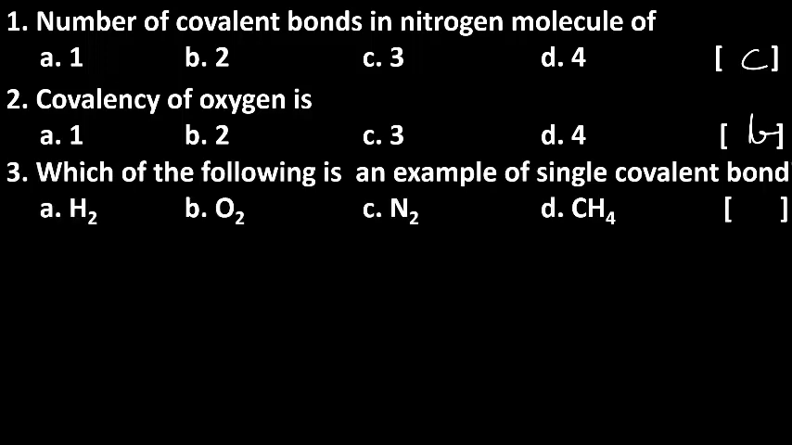Next question is, which of the following is an example of a single bond? Hydrogen, oxygen, nitrogen and methane. In methane, there are four single covalent bonds. Hydrogen has a single covalent bond, oxygen has a double bond, nitrogen has a triple bond. Therefore, the correct option is A.